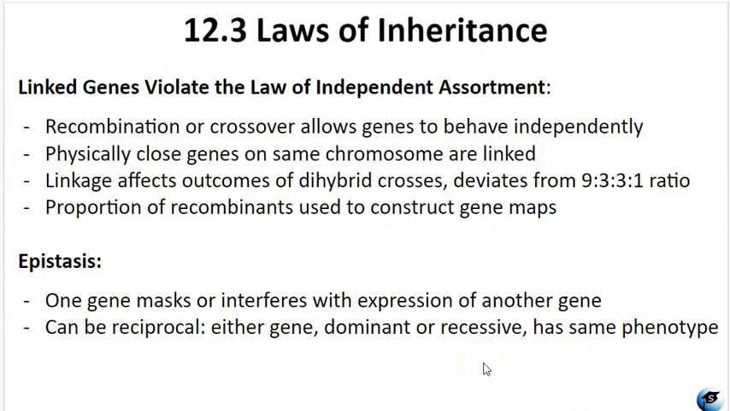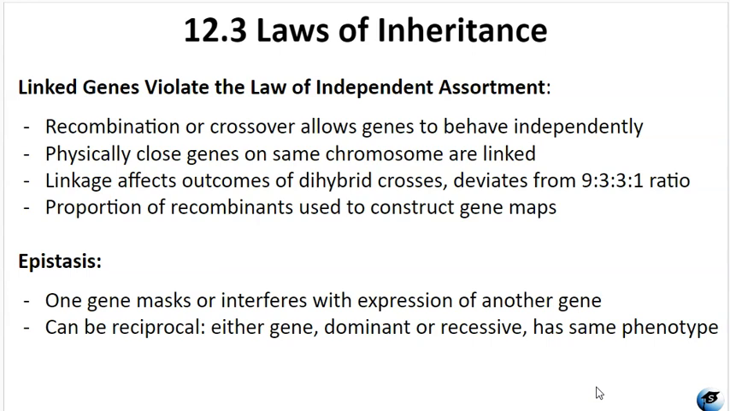Some combinations of alleles violate Mendel's law of independent assortment, which states that genes are inherited independently of each other, right? So we now understand that genes located on the same chromosome can be linked and tend to be inherited together. However, the process of recombination or crossover allows genes on the same chromosome to behave independently. So recombination occurs during meiosis, and segments of homologous chromosomes exchange genetic material, right?